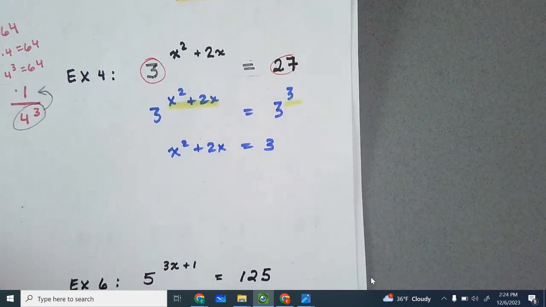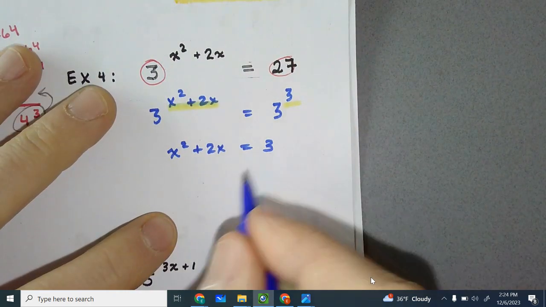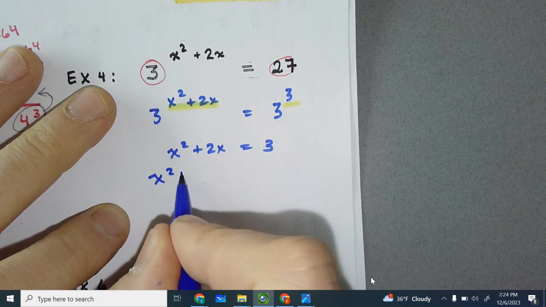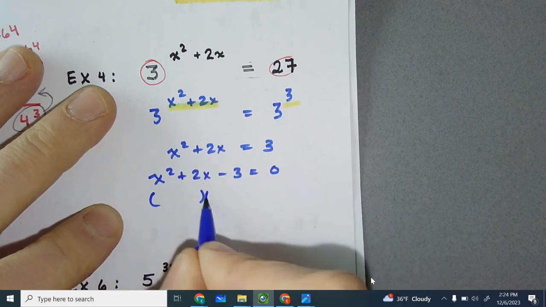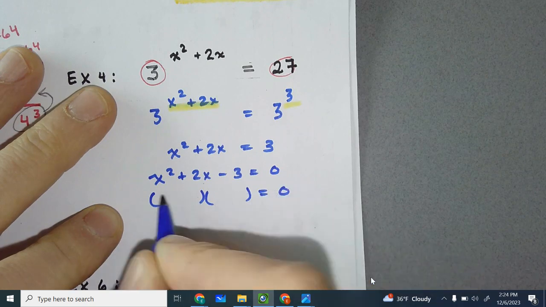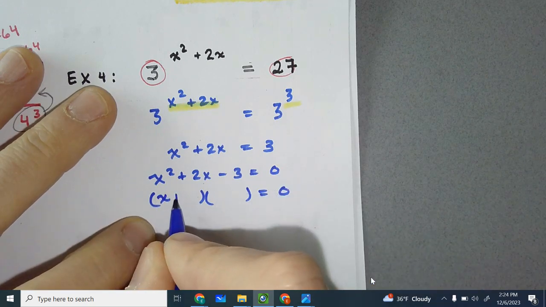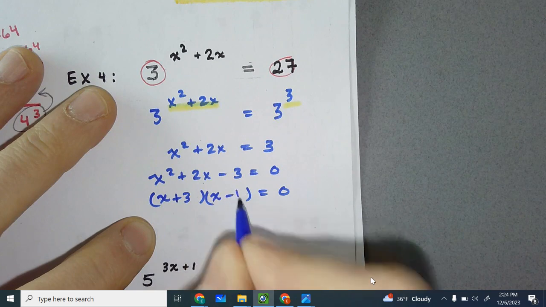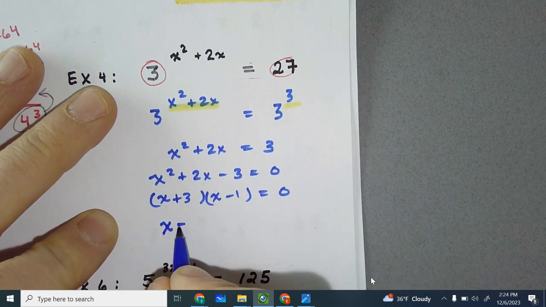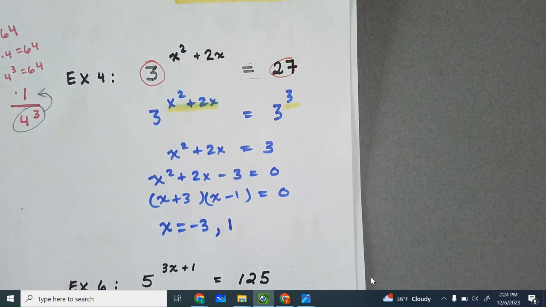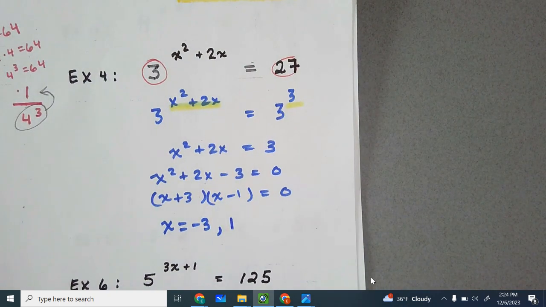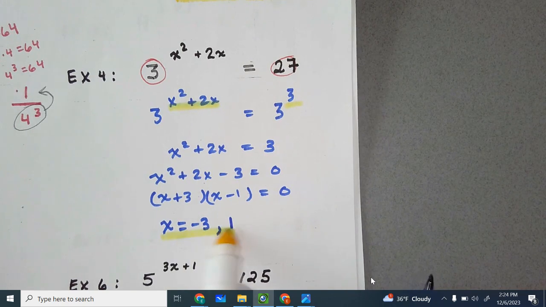And now you do something we've done 1,000 times this year. Scooch the 3 over so everything is set equal to 0. And then factor this bad boy into x plus 3, x minus 1. So x is going to end up being negative 3 or 1. There's our answers.